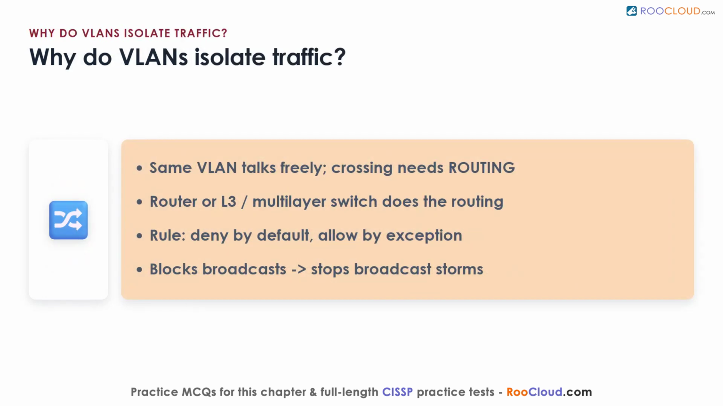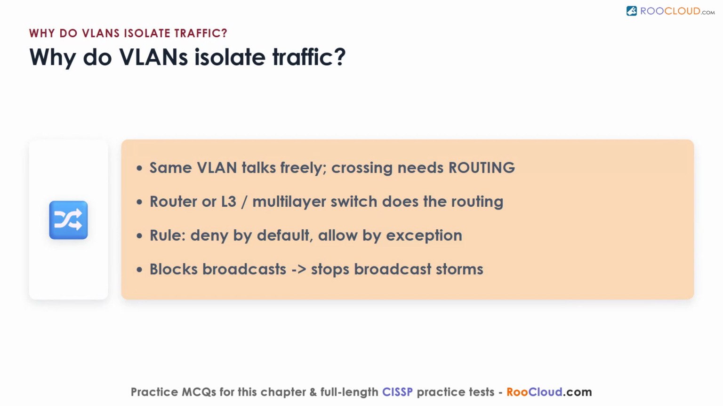Why do VLANs isolate traffic so effectively? Because a VLAN is a true boundary, and devices in the same VLAN talk freely while crossing between VLANs demands a routing step. That routing can come from an external router or from the switch's own higher layer software, which is why you hear the terms layer 3 switch and multi-layer switch.